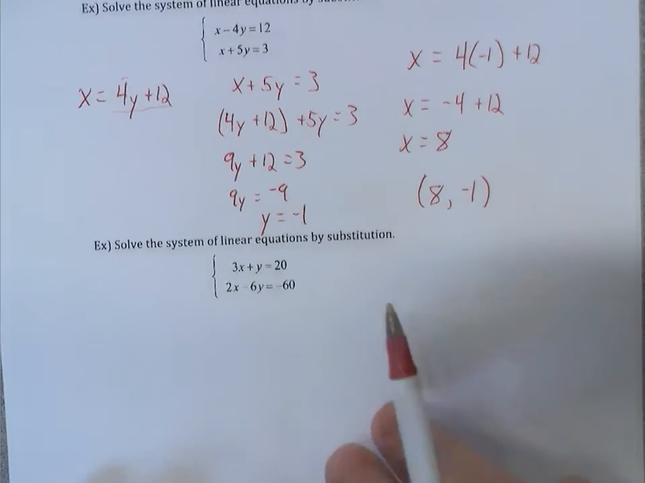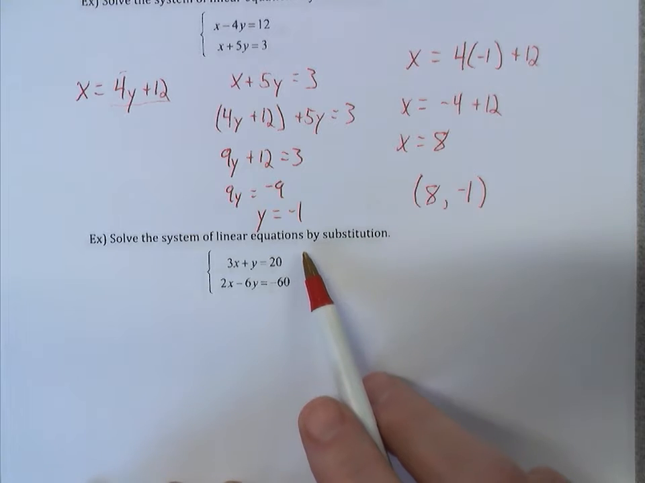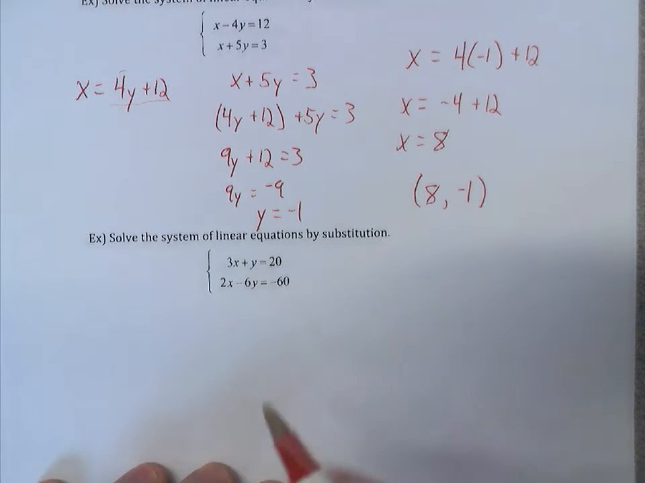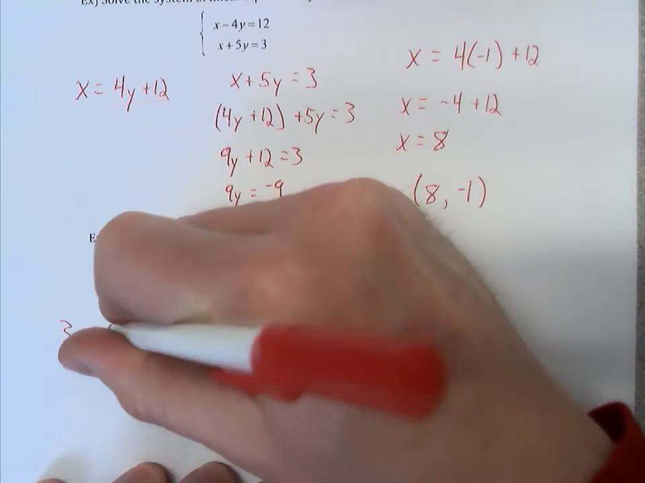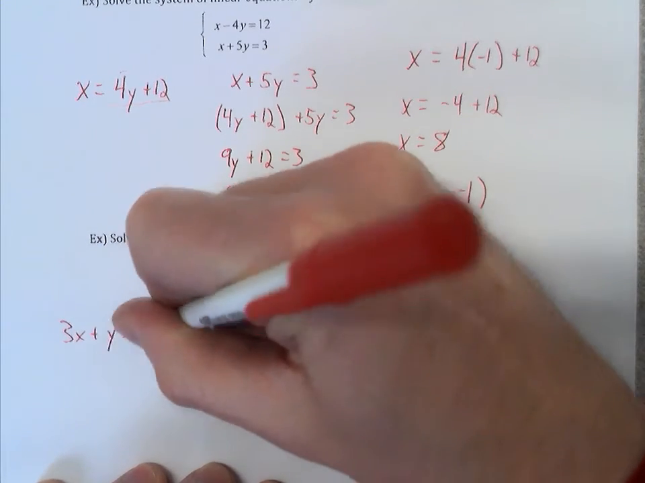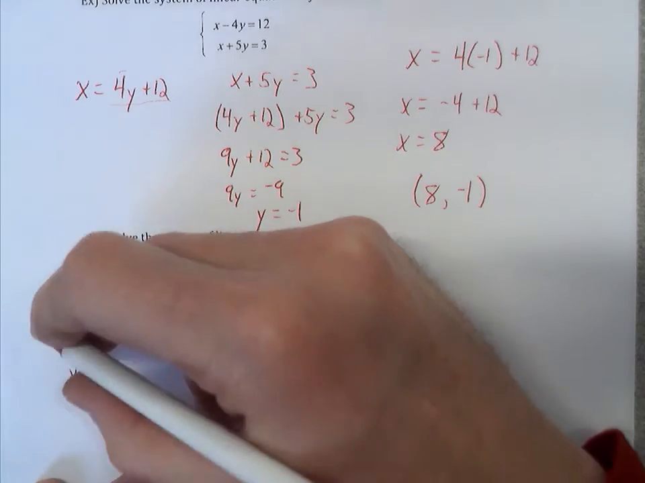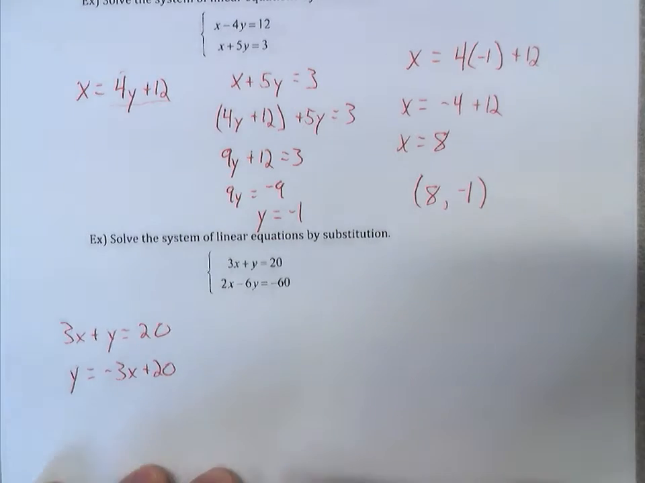Let's do another example. Solve the system of linear equations by substitution. I'm going to take this one here, 3x plus y equals 20. I'm going to put it in terms of y. So 3x plus y equals 20. y equals negative 3x plus 20.